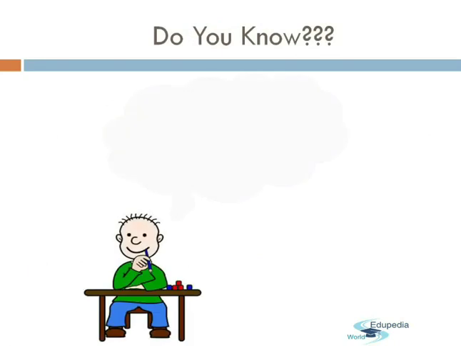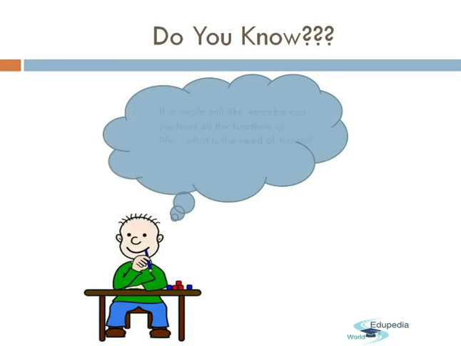Now here, Bujo is asking a simple question from you. Bujo says, if a single cell like amoeba can perform all the functions of life, what is the need of the tissues? My students, can you answer this question? Let us take an example. If you are a person who earns the bread for the family, you only have to cook for the family, you only have to study, you only have to play. Will you be able to do all these works very nicely?